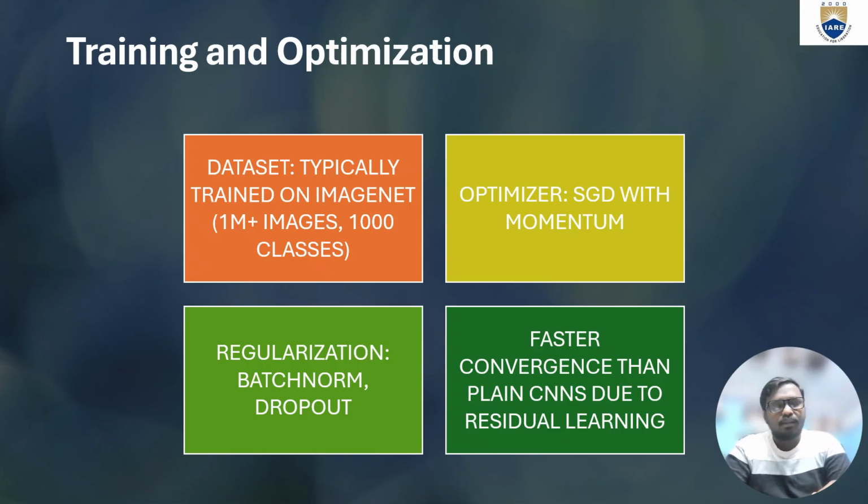It includes hyperparameter tuning, algorithm selection, feature engineering, and data optimization: data pre-processing, data augmentation, data quality and integration. Then regularization: batch norm and dropout, with faster convergence than plain CNNs due to residual learning.